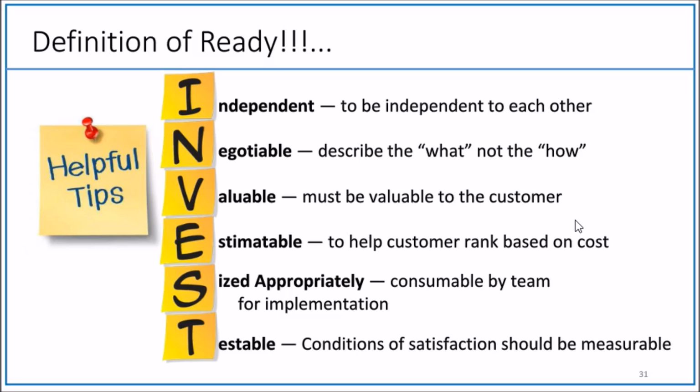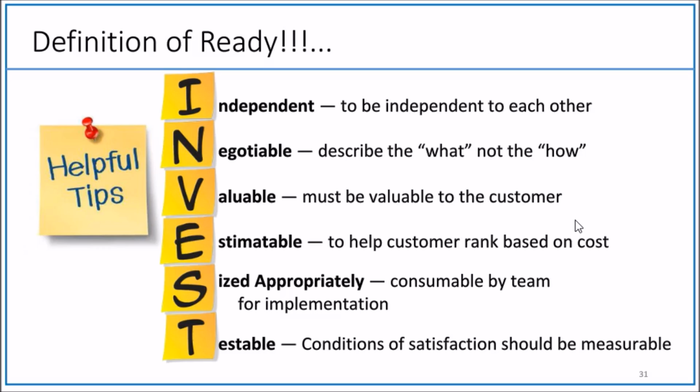And then valuable: it must be valuable to the end user. This is where we talk about vertical slicing. And the fourth one is estimable, meaning we should be able to estimate the story, so that the product owner or customer can prioritize it based on cost.